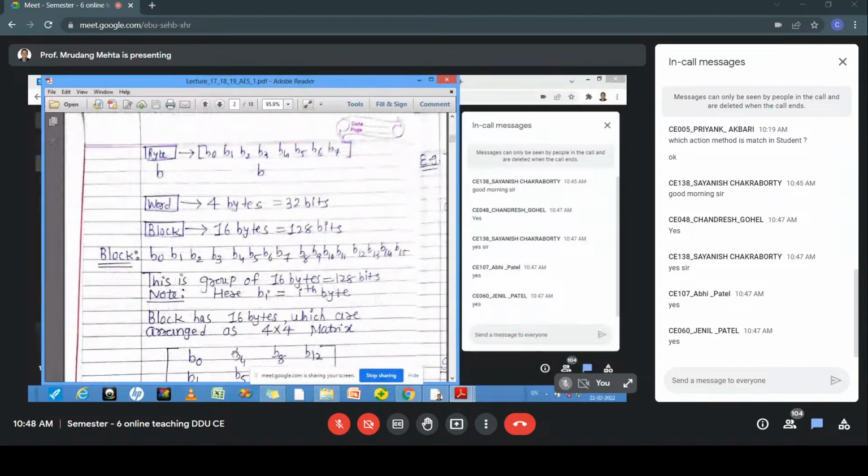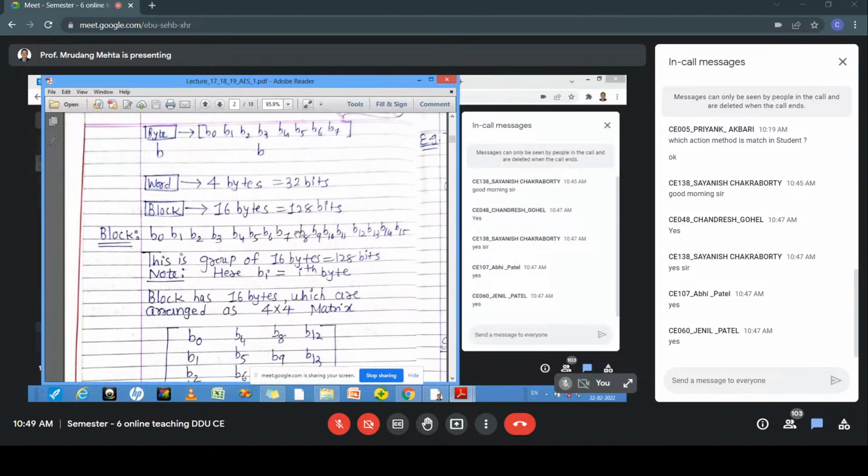Okay, now there is a byte concept. This is a fundamental of computer science, right? So 8 bit is a byte, so B0 to B7. A word is of 4 bytes, so the size of one word is 4 bytes, that is 32 bit, and one block is of 16 bytes, so 128 bits. So the block is numbered from B0 to B15. Each one is a byte, so 16 into 8 gives you 128 bit.